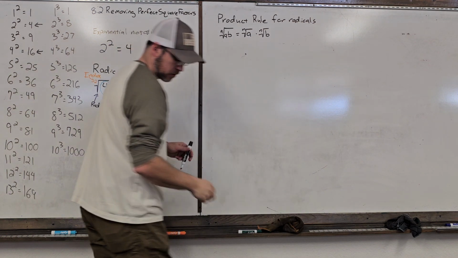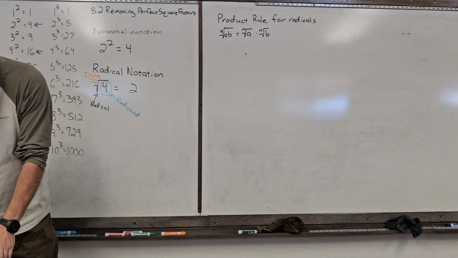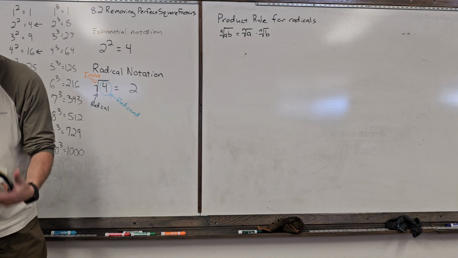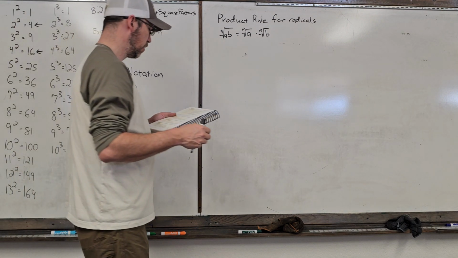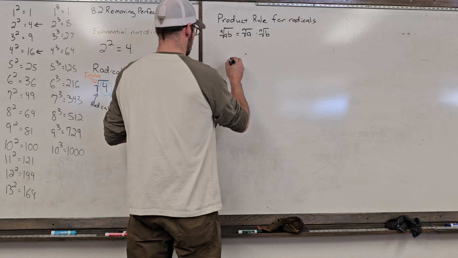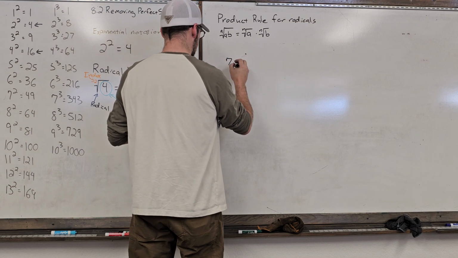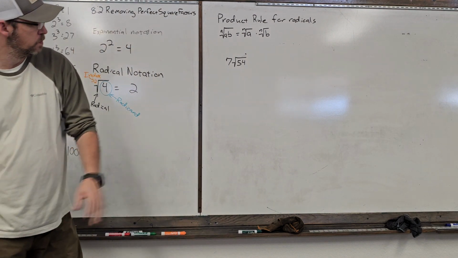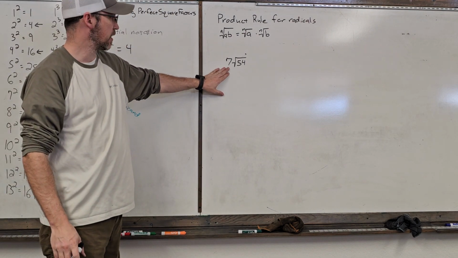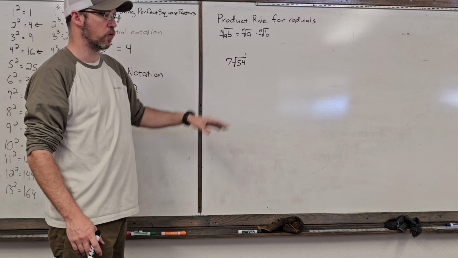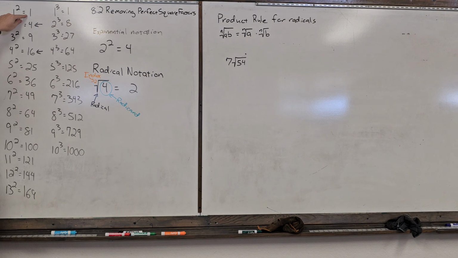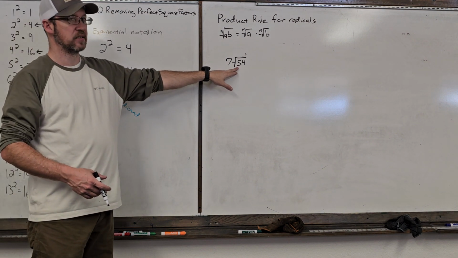All right, so let's look at another one. Let's do 7 square roots of 54. Not worried about the 7 on the outside, nothing I can do with that. I just need to worry about 54. Is there a factor of 54 that is on this list? I know that this is the same thing as 6 times 9.